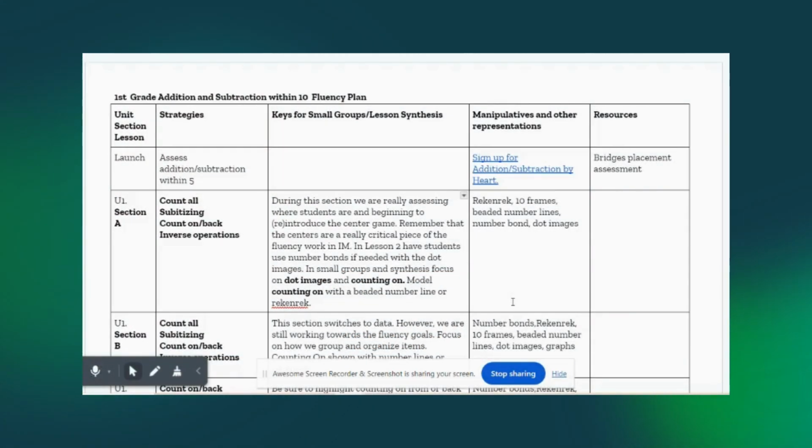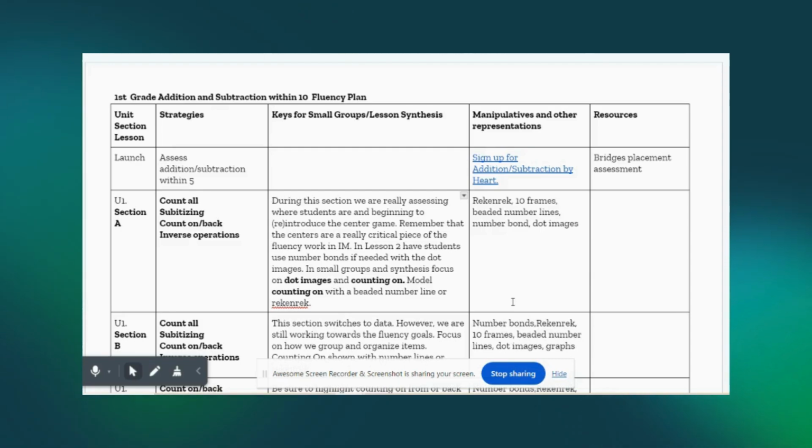So our fluency plan is really focusing on addition and subtraction within 10. I am giving some suggestions of the strategies that we can look for in each unit of study, more or less by section in first grade, because we're going to be really thinking about what students know from kindergarten at this point in the year, which is at the very beginning of the year.